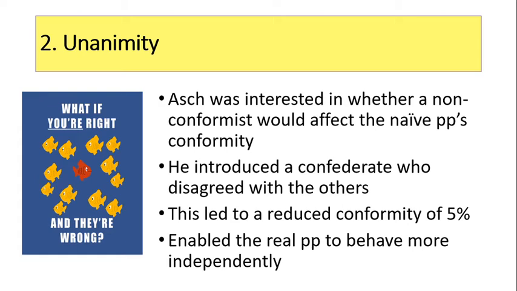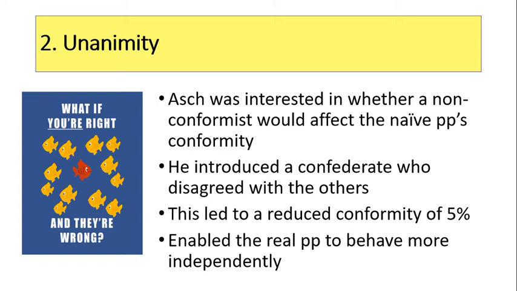And the participant has to choose whether they conform and say B, because most other people have said it, or whether they say A, which they know is the correct answer. And Asch found that in that case, conformity reduced to 5%, remembering that the original was 36%, so it's led to quite a big drop.